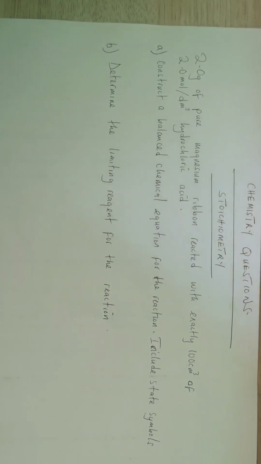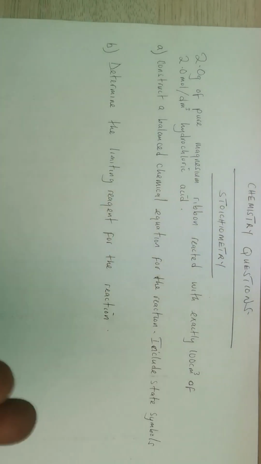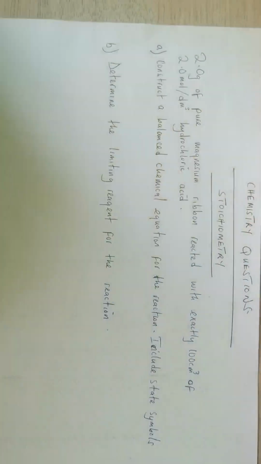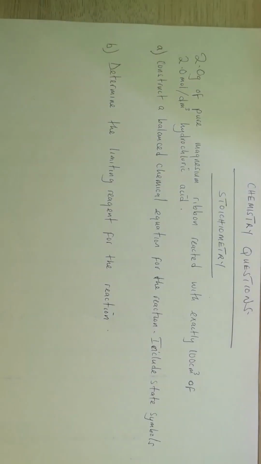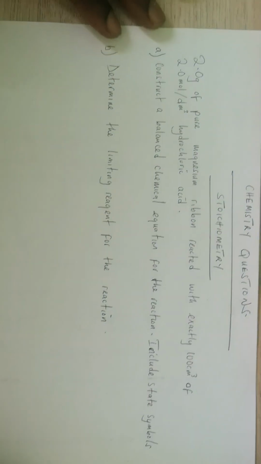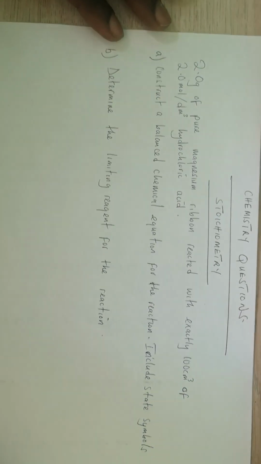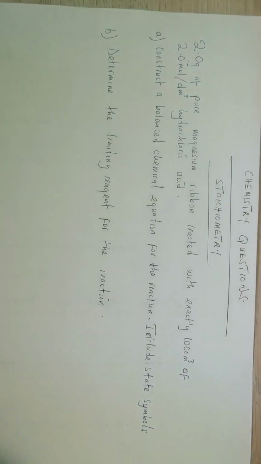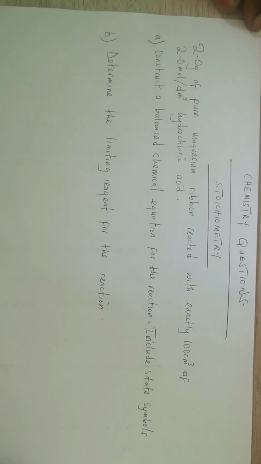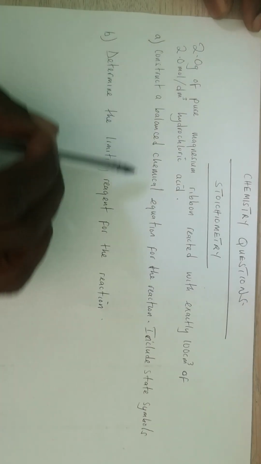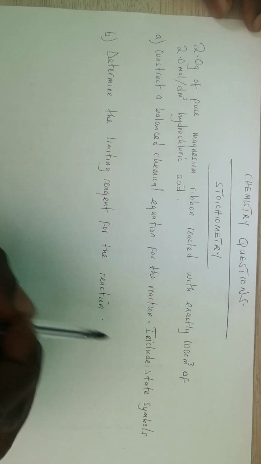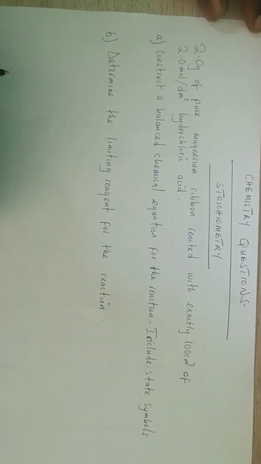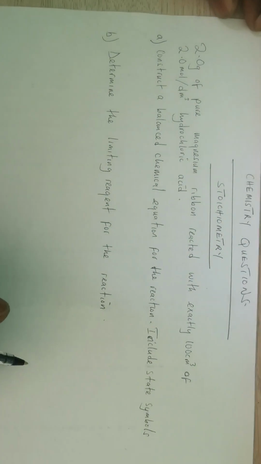So I would like to review how you can tackle such questions when you find such in maybe assessments like exams. It could be tests. This is very easy, and kindly see how I'm going to arrive at the answers. The first question is saying construct a balanced chemical equation for the reaction, include state symbols. That's the first question. So this is a very easy question.